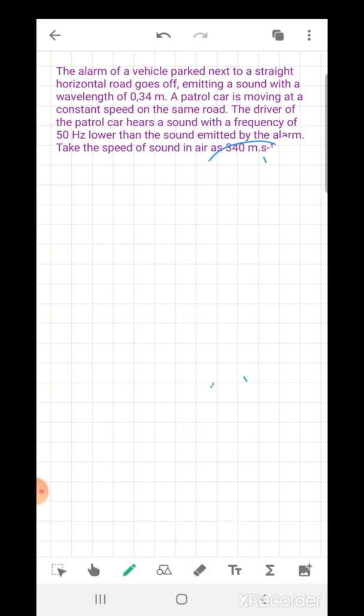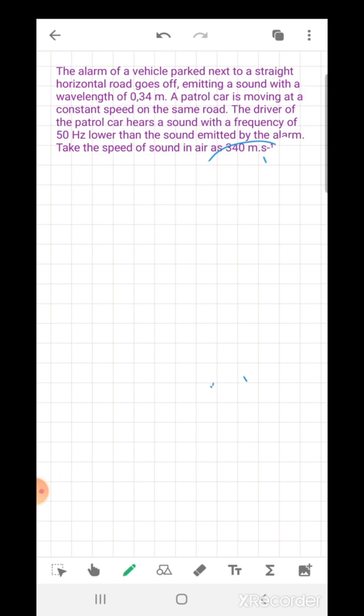Okay, so let's read again, but with making notes. It says the alarm of a vehicle parked next to a straight horizontal road goes off. So the first thing you need to understand there, if the alarm is going off, this is going to be the sound source. So this is the source, not the listener, because it's emitting a sound. We're going to have the frequency of the sound source here.